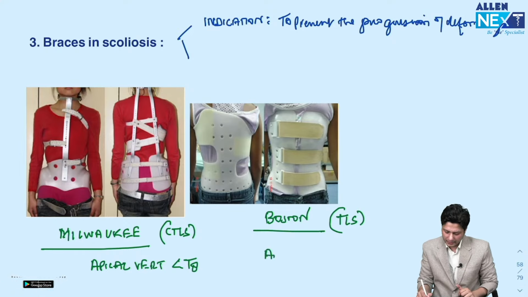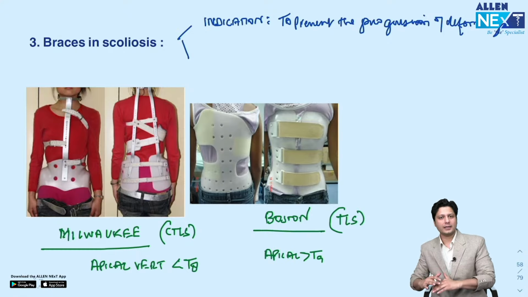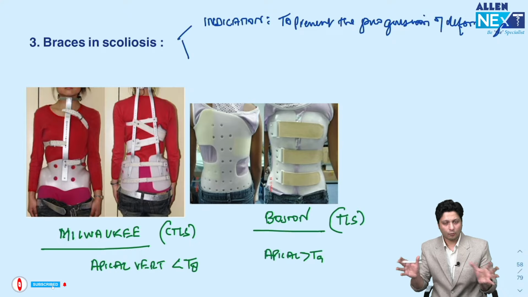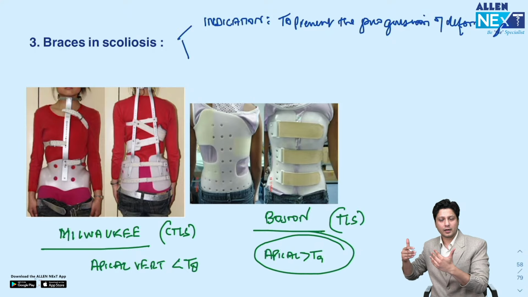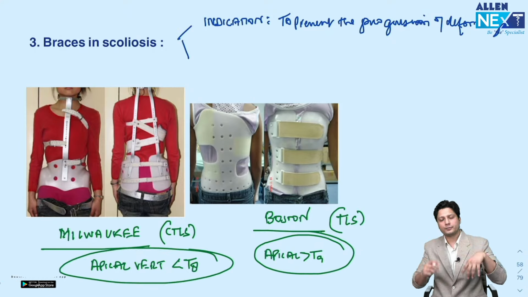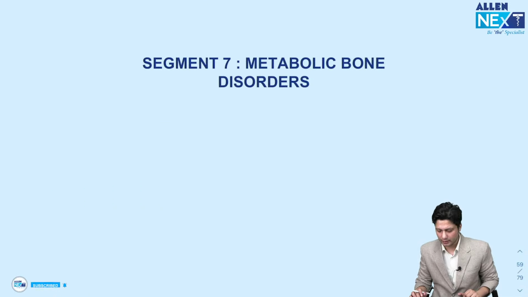But if the apical vertebra is below the level of T8, that means T9 or below, the lower segment of the dorsal column, T9, T10, T11, T12 or L1, L2, then in that case cervical immobilization is not required. Hopefully you have understood: if the apical vertebra is T9 or below, it will be immobilized by a Boston brace. If the apical vertebra is T8 and above, it will be immobilized by a Milwaukee brace. So these are the indications for the use of the braces.